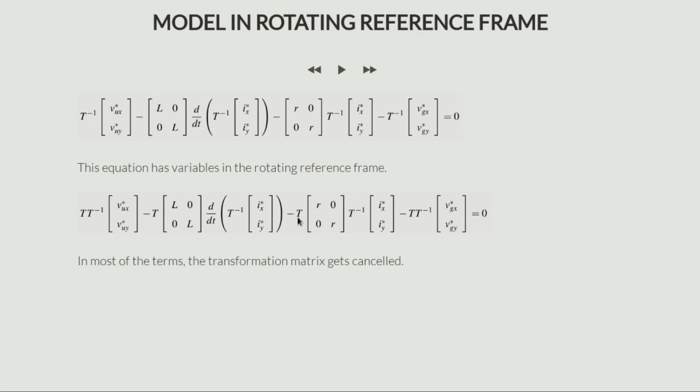So T inverse can actually be brought out and it again cancels out. So the T cancels out on the first term, the third term and the fourth term, right? So all these terms, the first, third and fourth, are free of the T variable. The only term that remains is the second term. So let's have a look at this.